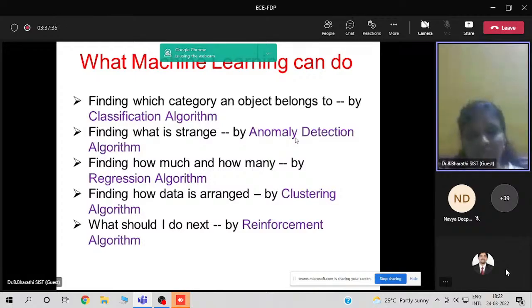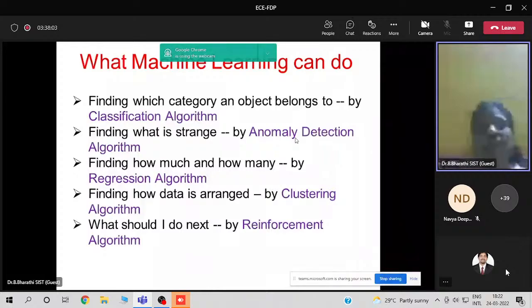And the next is the reinforcement algorithm. You want to understand what to do next. I'm not happy with only description, only diagnostics, or only prediction. I want to do something called prescription. So knowledge can be classified into 4 types: descriptive knowledge, diagnostic knowledge, predictive knowledge, and prescriptive knowledge.